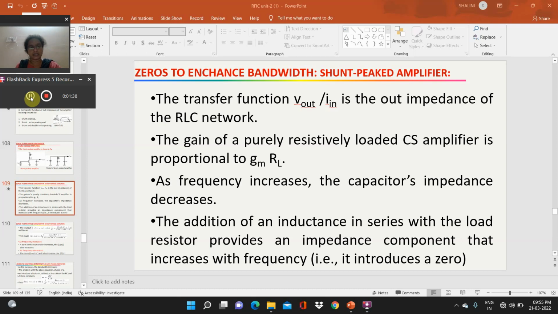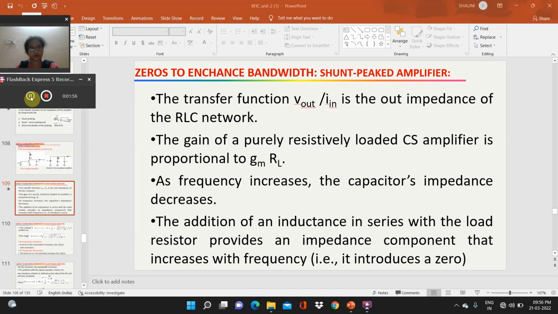As frequency increases, the capacitor's impedance decreases. The addition of an inductance in series with the load resistor provides an impedance component that increases with frequency.